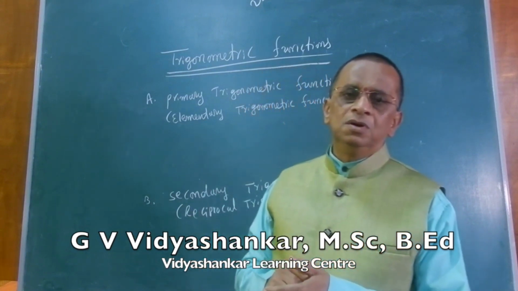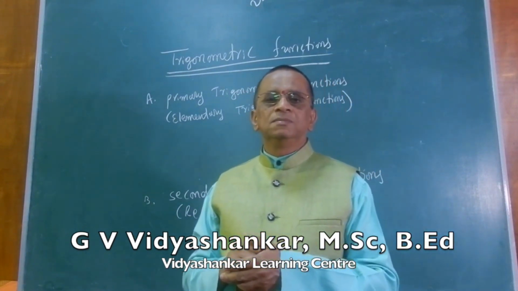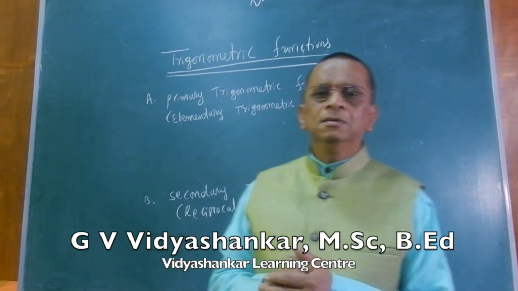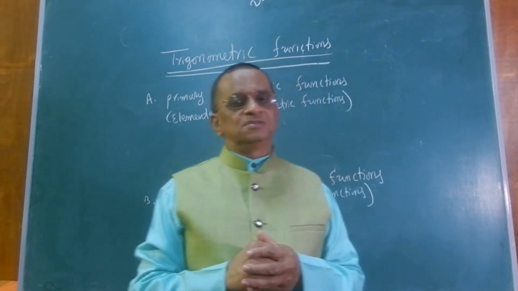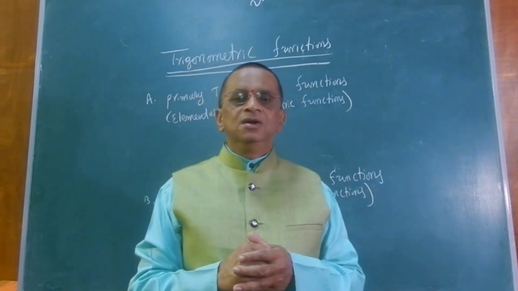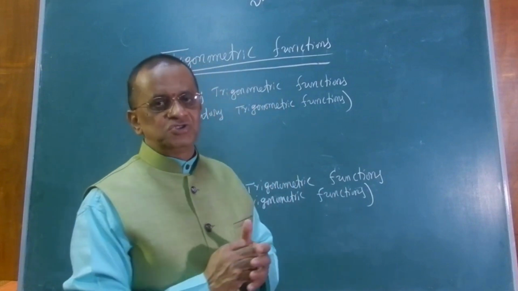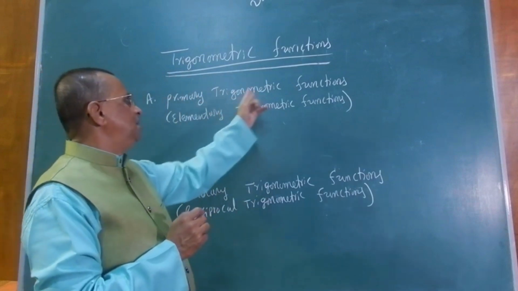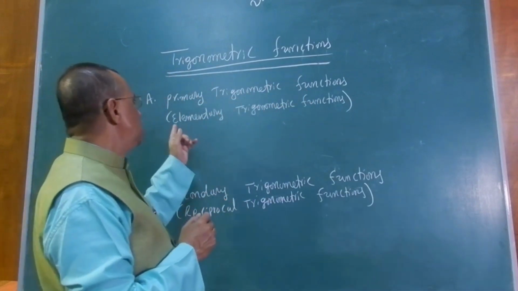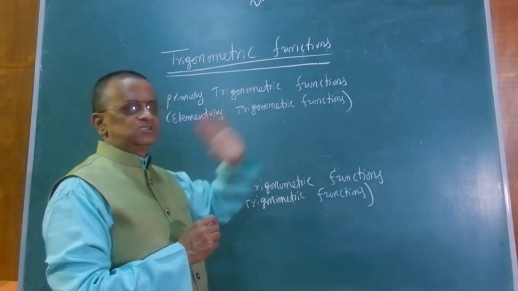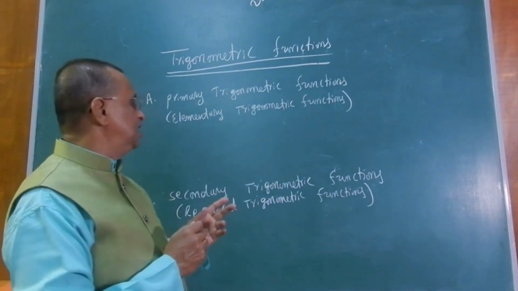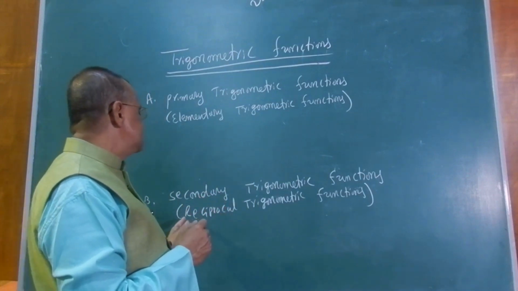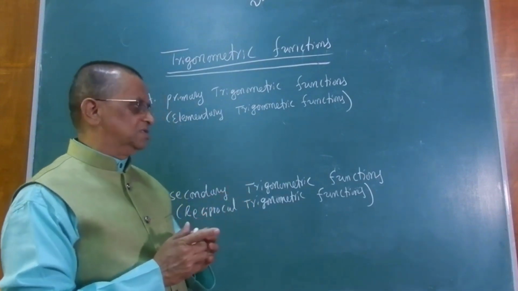In this video, I would like to introduce trigonometric functions. There are 6 trigonometric functions classified into 2 categories. Very first category is primary trigonometric functions. It is also called elementary trigonometric functions. Second category is secondary trigonometric functions. It is also called reciprocal trigonometric functions.